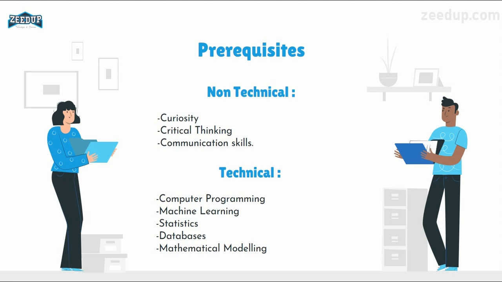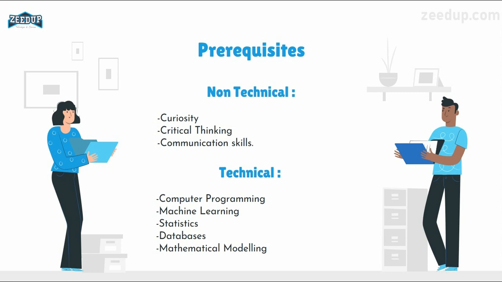Apart from this, critical thinking is also required for data science so that you can find multiple new ways to solve a particular problem. Communication skills are actually one of the most important skills for a data scientist, because after finding the solution to a particular problem that has been given to you, you need to communicate those solutions to the higher management bodies and vice versa, right? So these are the three most important non-technical skills required in a data scientist.